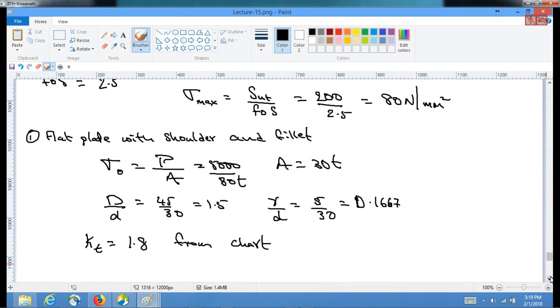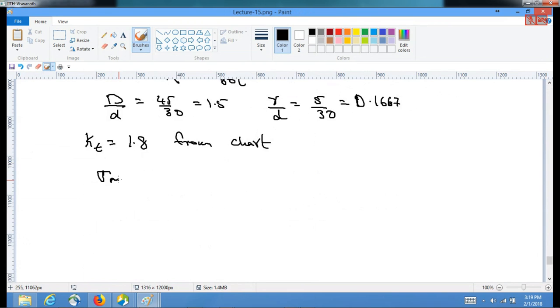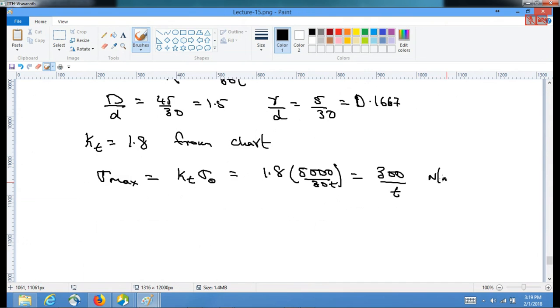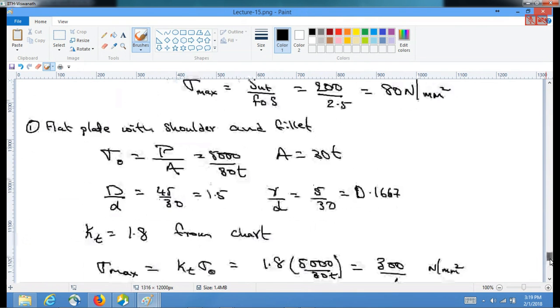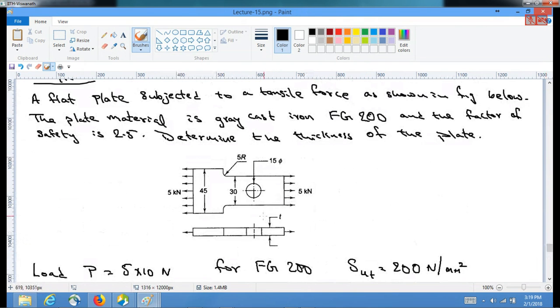So we know that sigma max is equal to Kt times sigma naught, that is 1.8 into our sigma naught, which in this case is 5000 by 30T, that is equal to 300 divided by T Newton per mm square. Now the second critical section is the plate with the hole.